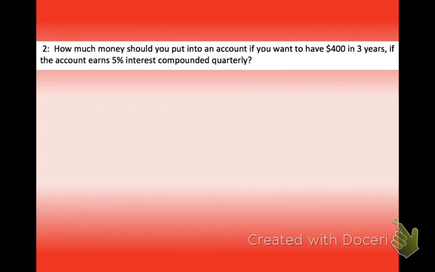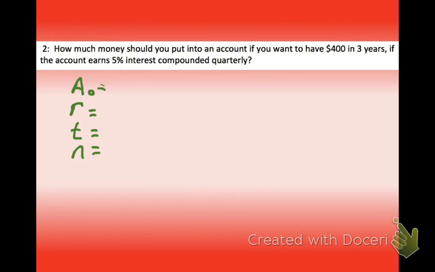So for an example, how much money should you put into an account if you want to have $400 in 3 years, if the account earns 5% interest compounded quarterly? So we need to figure out a sub 0, r, t, n. Okay?